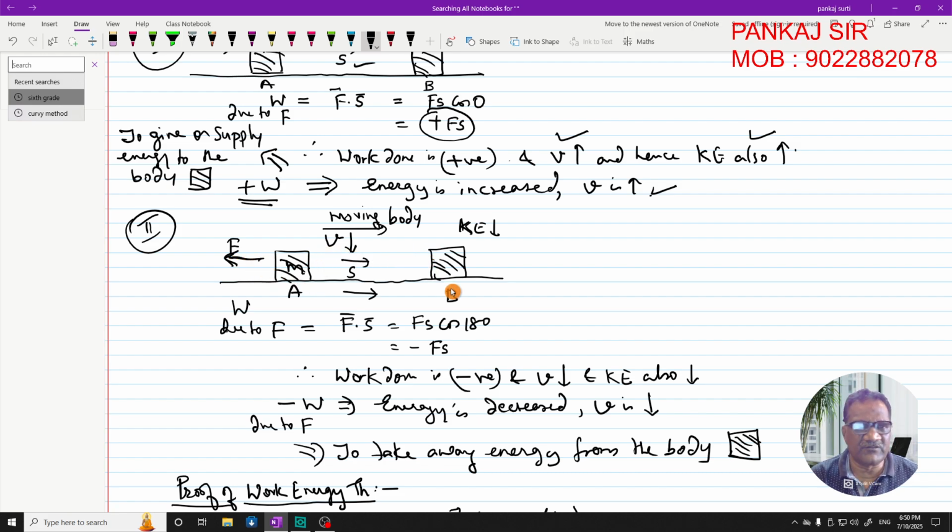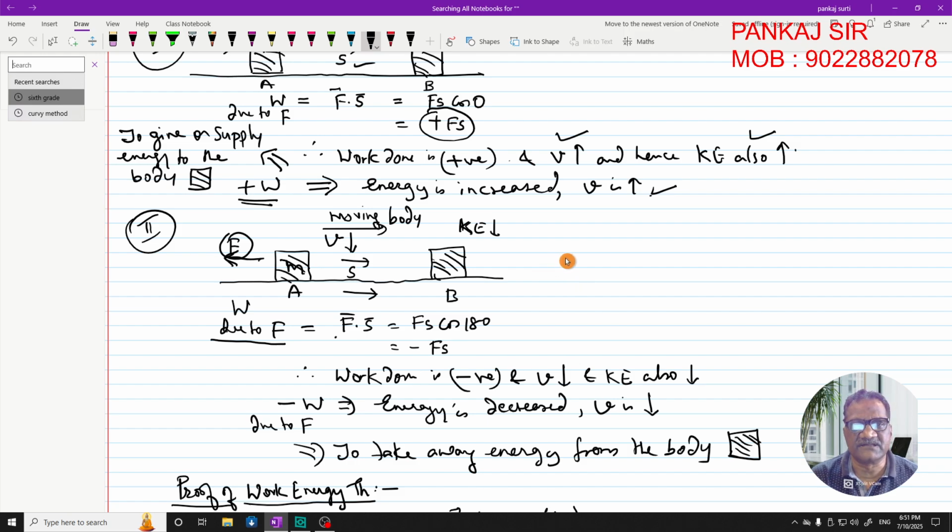What will happen now? Again, work done due to this particular force we can calculate using the same formula, scalar product of force and displacement. So work done due to this force now in the second scenario will be F dash dot S, which is equal to Fs cos 180. Now why 180? Because in this case the angle between your force and the displacement is 180.